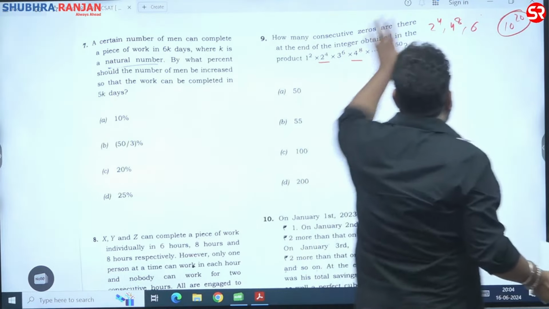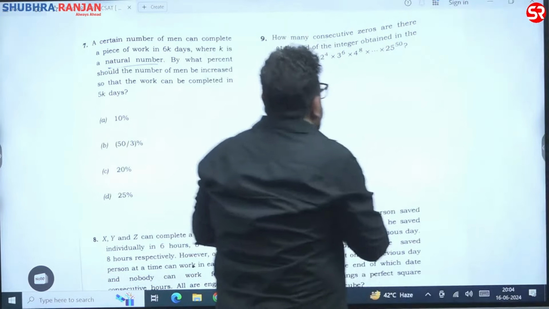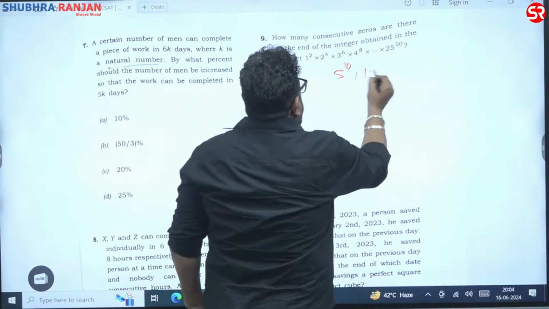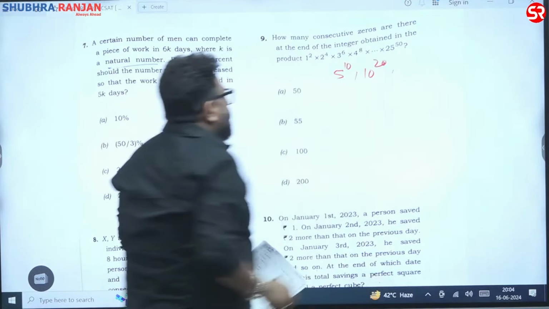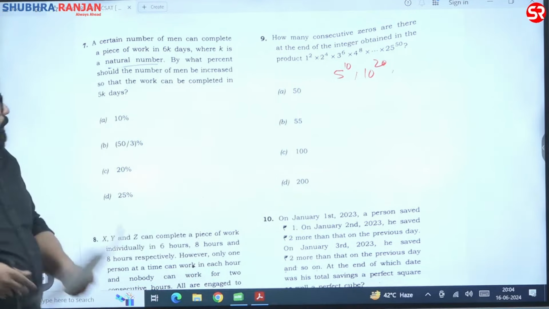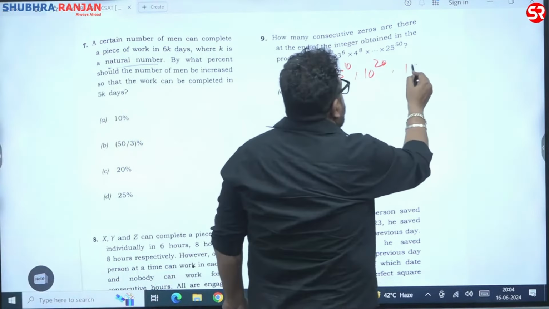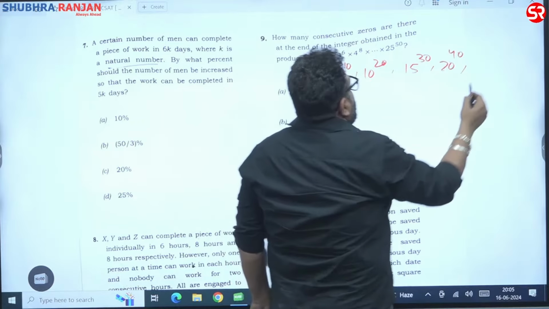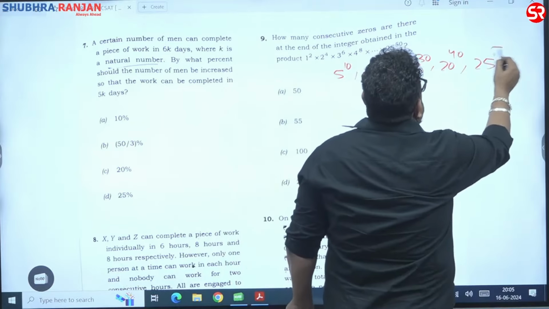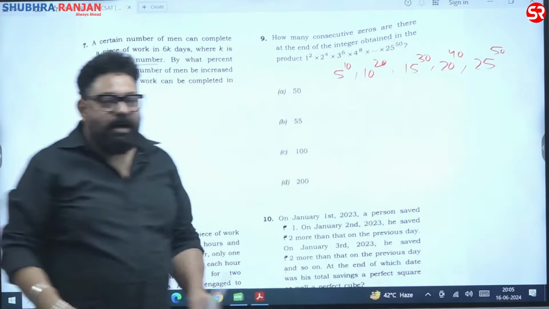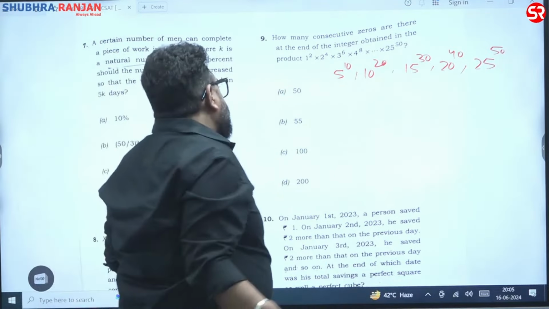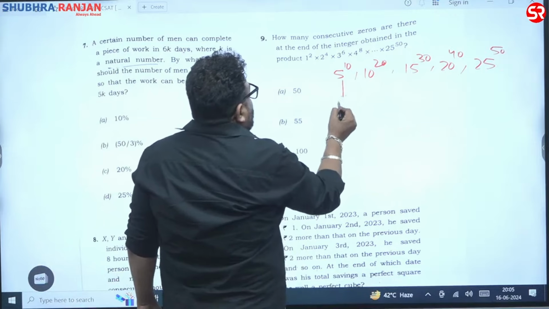So I would just check the powers of 5. So how many powers of 5? 5 to the power 10, 10 to the power 20. Just check out. 10 to the power 20, and 15 to the power 30, and 20 to the power 40, and 25 to the power 50. These are the 5 entries. So then how many 5s are there? Over here you have 10 5s.